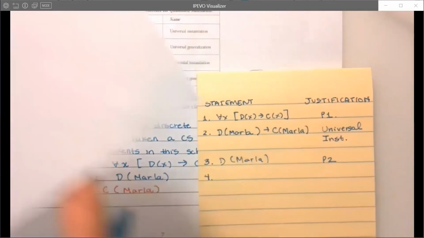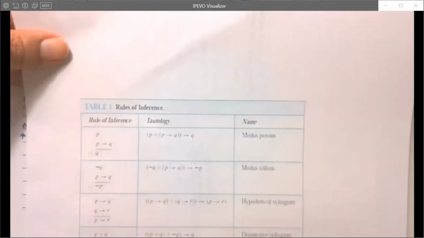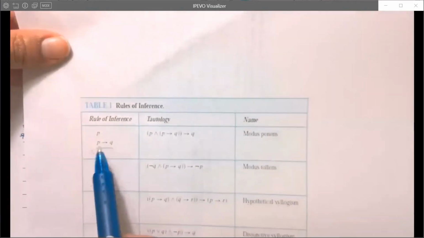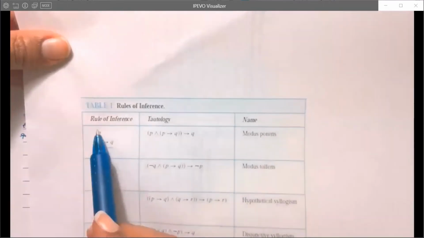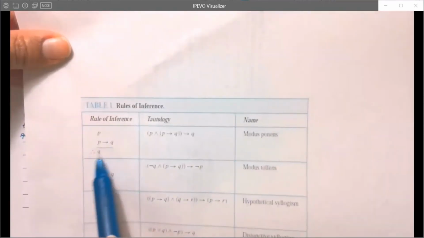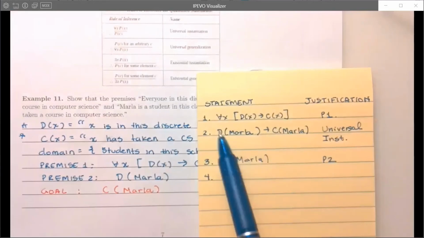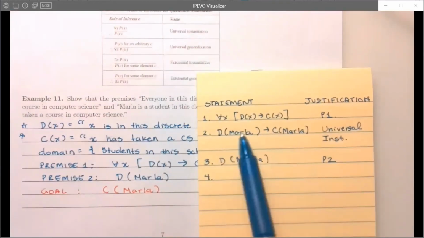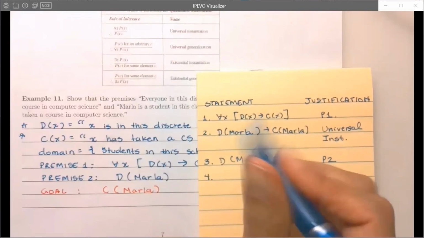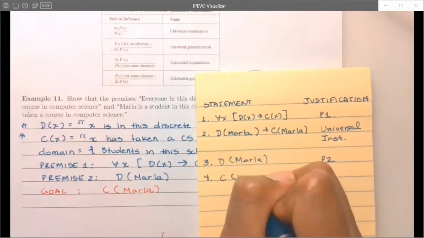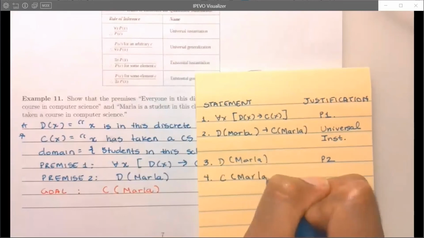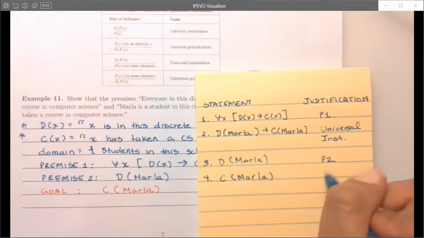Okay, so let me just bring back the rules of inference. Take a look at modus ponens. If you have P implies Q and P, then you can conclude Q. So think of this as P and Q: I have P implies Q, I have P, therefore Q. So therefore C of Marla. And this is by modus ponens.